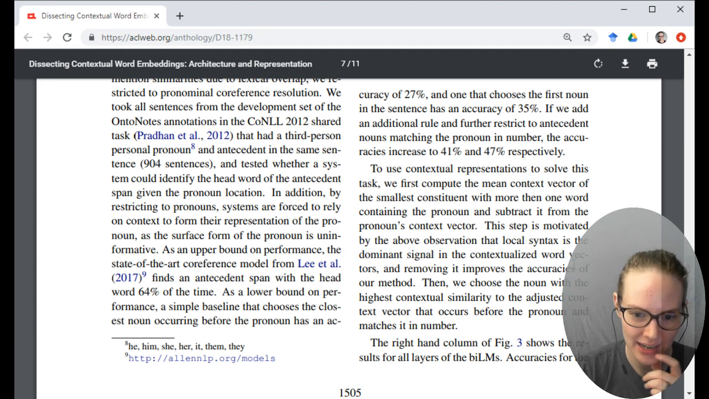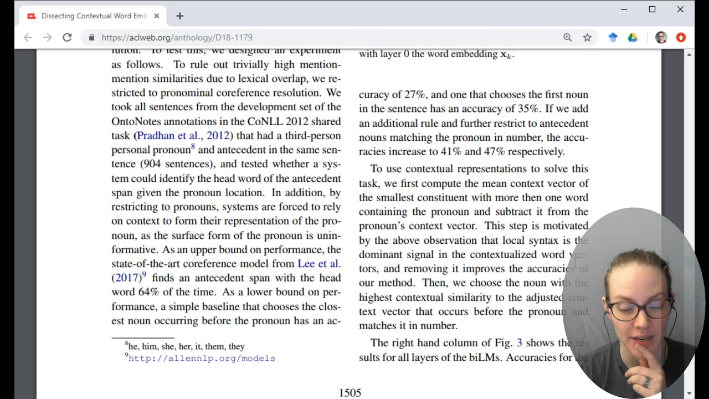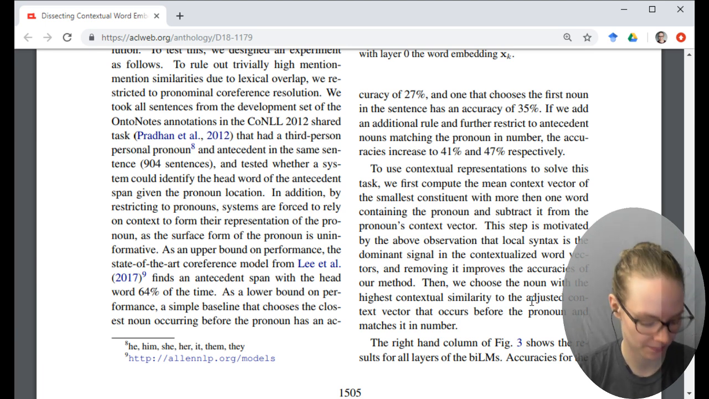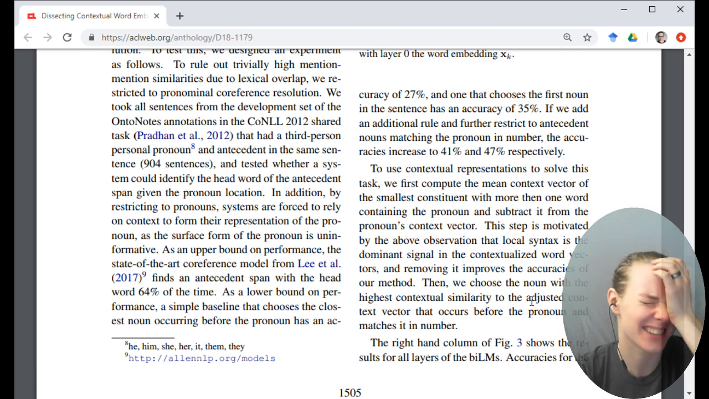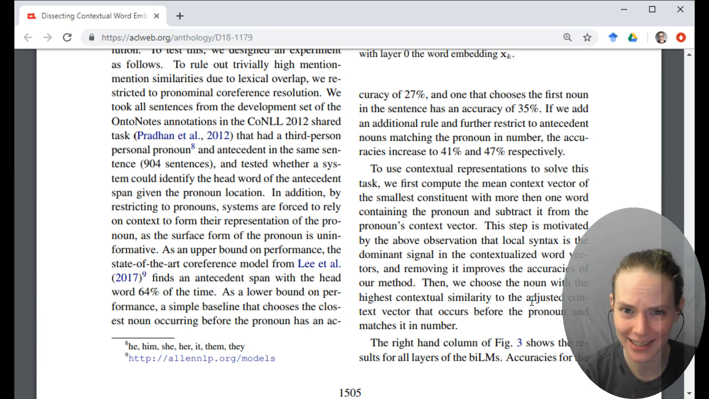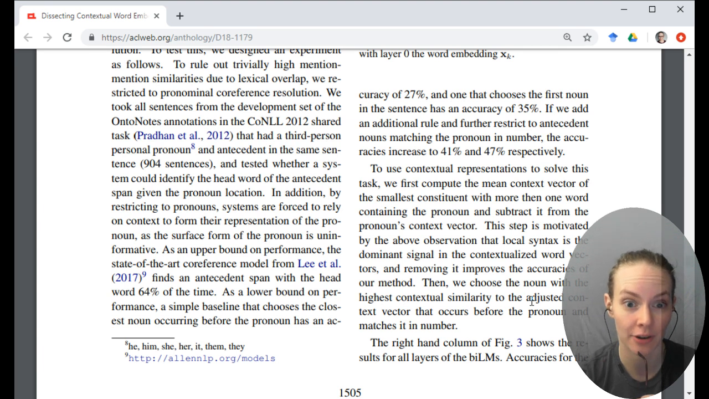Then we choose the noun with the highest contextual similarity to the adjusted context vector that occurs before the pronoun and matches it in number. Okay, so that would be singular versus plural, because we only have a singular plural distinction in English. Sorry, for a second I was thinking, what about paucal? English doesn't have paucal. Paucal is like a few. It's a distinction some languages have. Also, some languages have a singular, dual distinction. I think the pattern is usually singular, dual, paucal, or singular, plural.